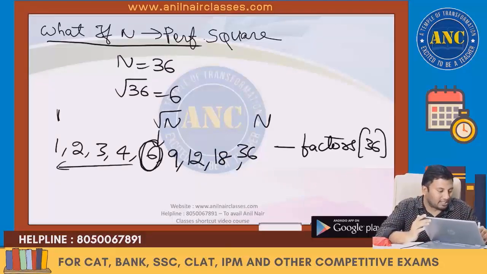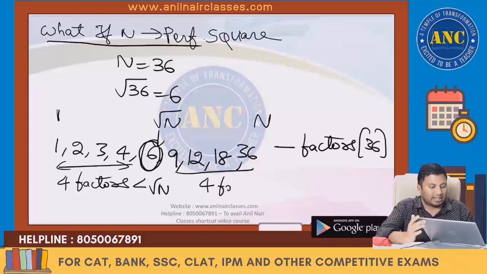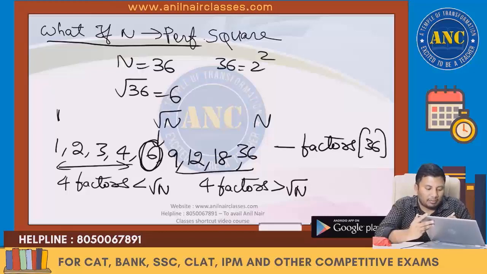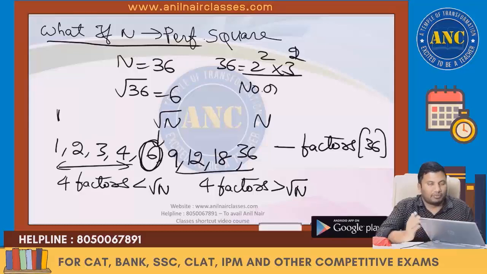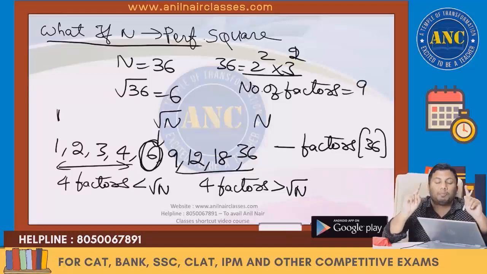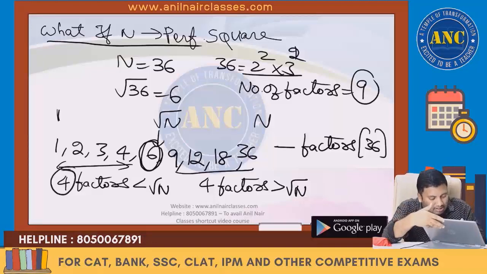There are 4 factors less than root n. There are 4 factors greater than root n. 36 is 2 square into 3 square. Total how many factors did we get? Total number of factors is 3 into 3, 9. That means 4 less than root n, 4 greater than root n. If the number is a non-perfect square, we will add both, but here we will add these and plus the root n factor. I hope it is clear.